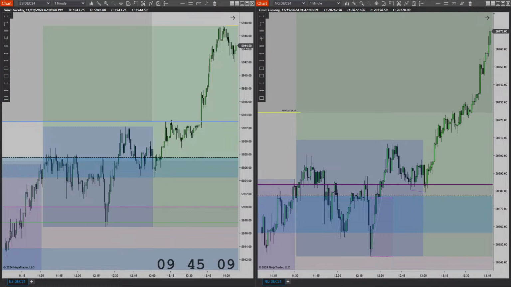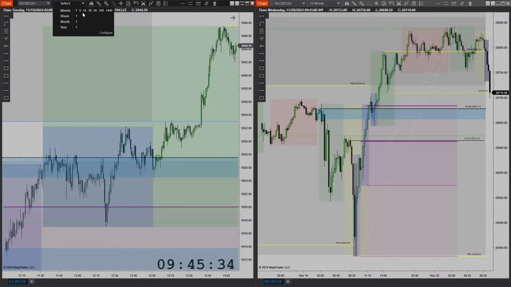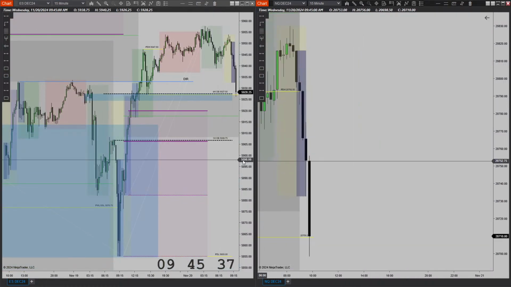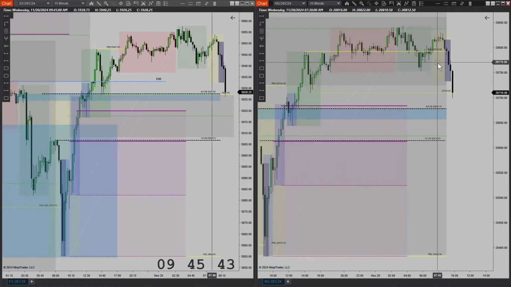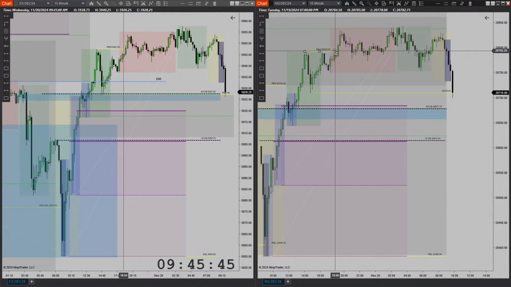Yeah, that's it. So now I'm just waiting until 09:46, 47 ish to see if there is a setup. Actually, let's move this back here. This is buy side liquidity for me.